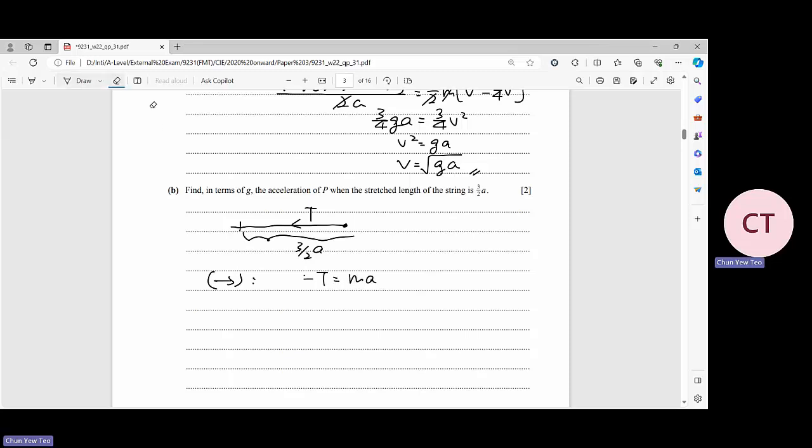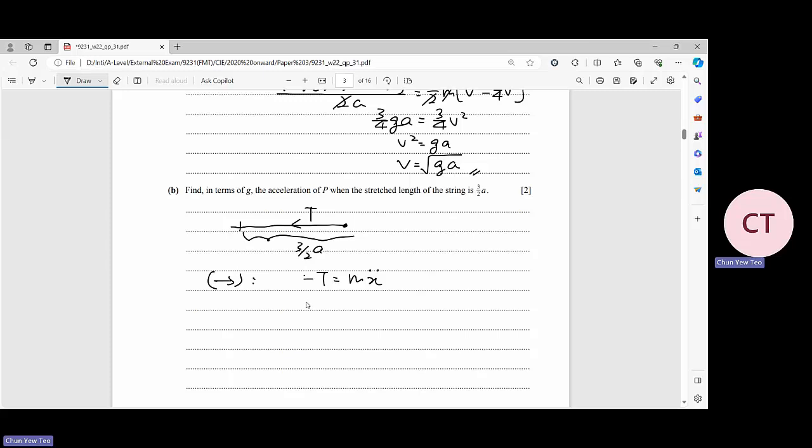Don't get confused between the a here and the a here. The a here means length. The a for the tension part is the acceleration. So I think I will use a different symbol. Maybe I will use x double prime here to represent the acceleration.